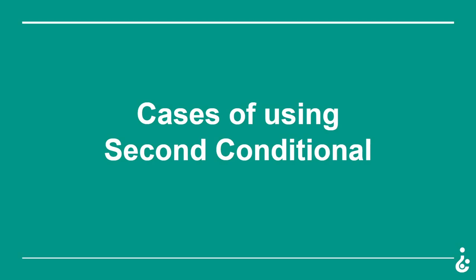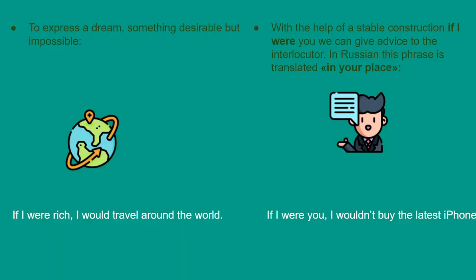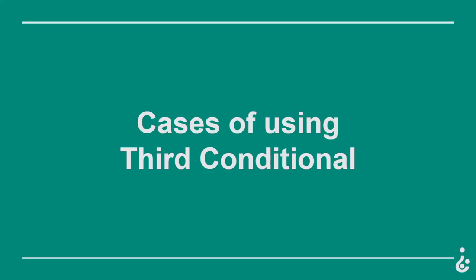Now, cases of using second conditional. To express a dream, something desirable but impossible. If I were rich, I would travel around the world. With the help of a stable construction, if I were you, we can give advice to the interlocutor. In Russian, this phrase is translated as "in your place." If I were you, I wouldn't buy the latest iPhone.